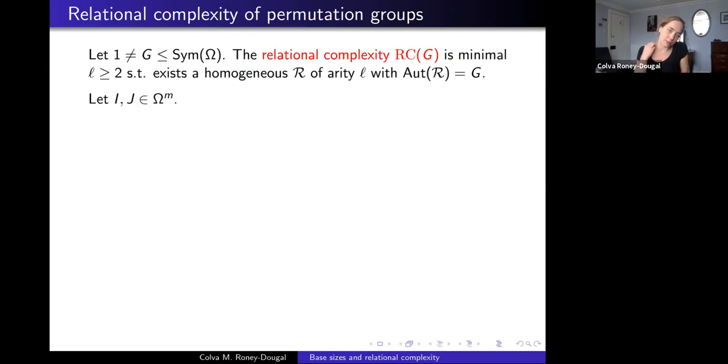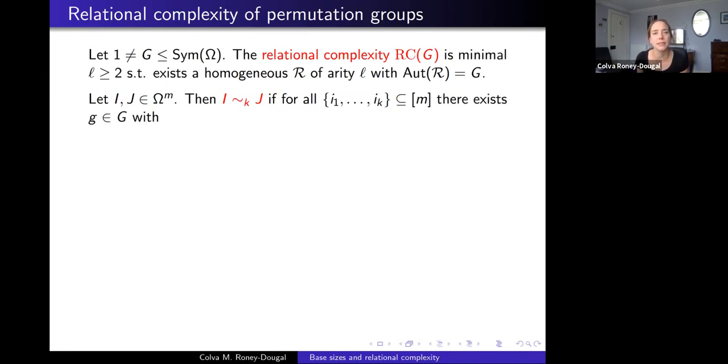Okay, well, here's another way of thinking about relational complexity, because I don't know about you, but that's kind of motivating, but it doesn't help me get my hands on it. So let I and J be two m-tuples, then I say that I and J are k-subtuple complete if whenever I pick k coordinates, there exists a group element g sitting inside Sym omega, which maps those entries of I to the corresponding entries of J. So whenever I pick k coordinates, I can send the I thing to the J thing.